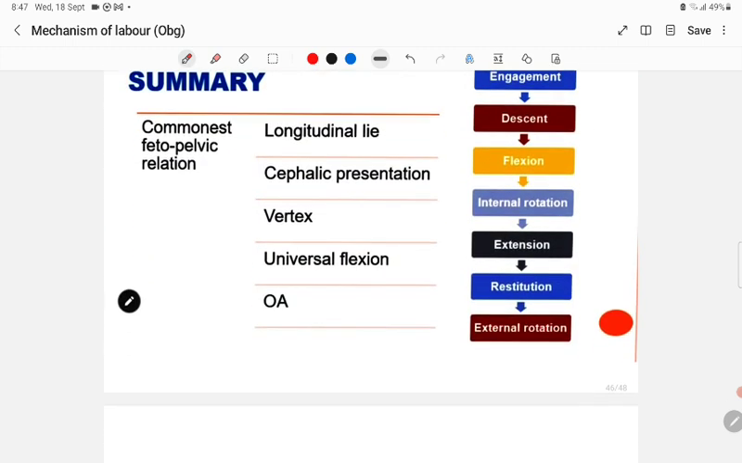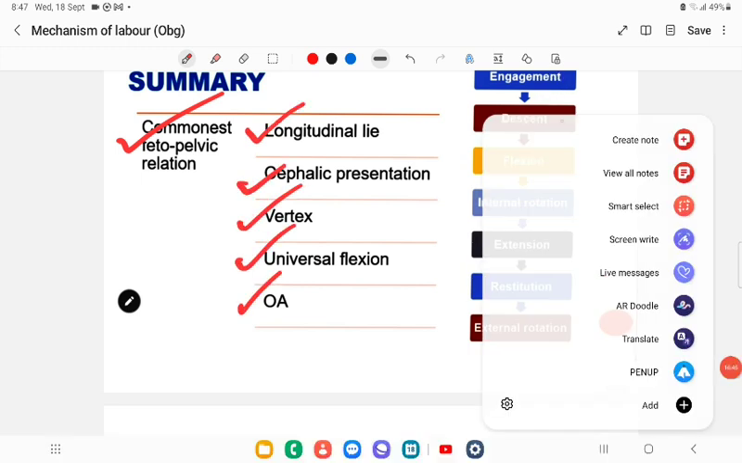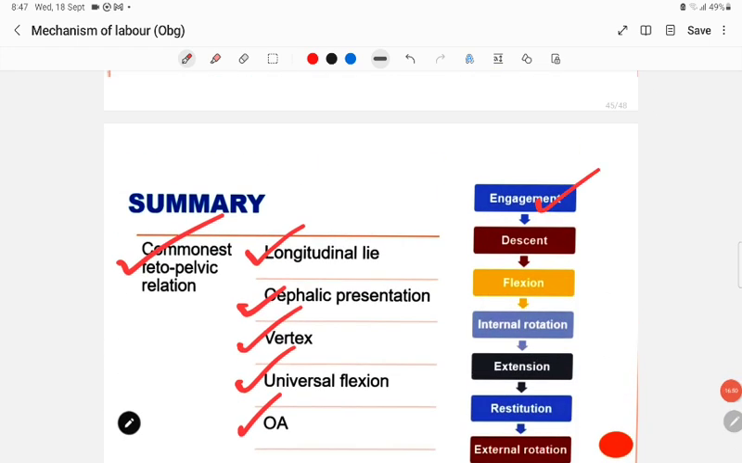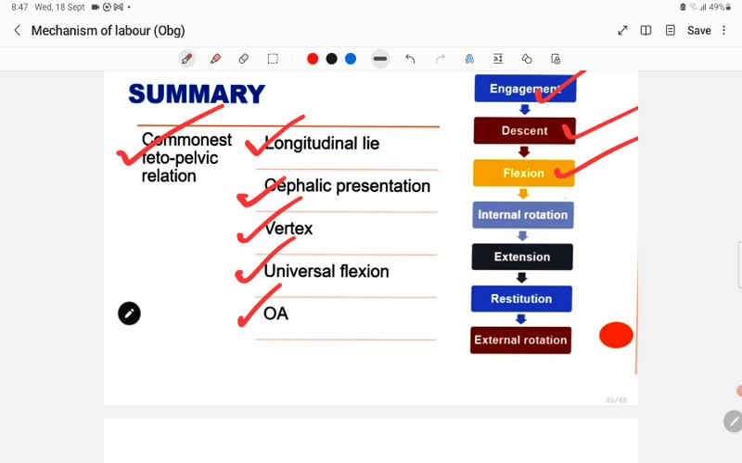In summary, the commonest fetal-pelvic relation is longitudinal cephalic presentation, vertex, universal flexion, occipito-anterior position. The cardinal steps are engagement, descent, flexion, internal rotation, extension, then restitution happens, then external rotation happens.